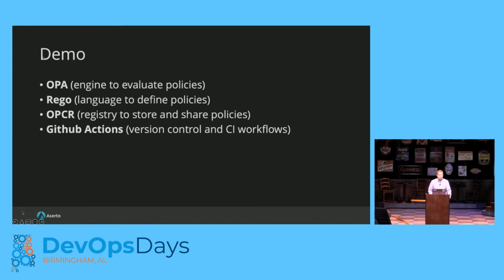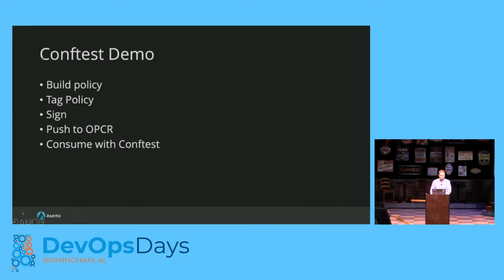So yeah, we have OPA, which is the engine that evaluates our policies. Rego is the language I just showed you that defines your policies. And OPCR is the Open Policy Container Registry. Think of it as Docker Hub for policies, right? It's an OCI compliant container registry that you can push policy images to. And then we're going to use GitHub Actions as our version control and CI workflow.